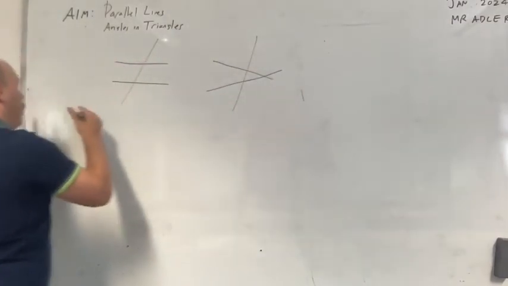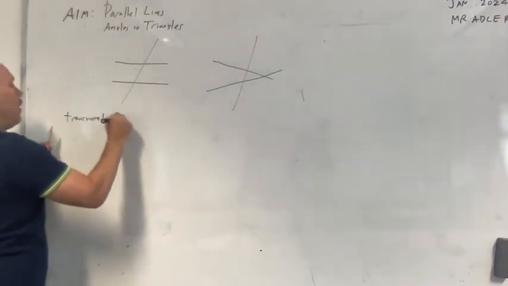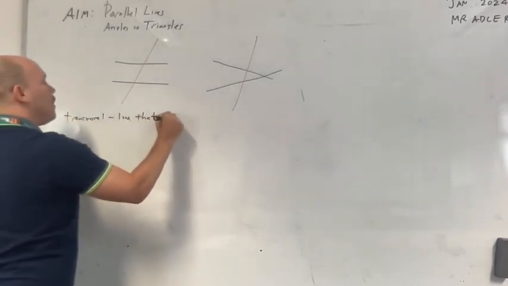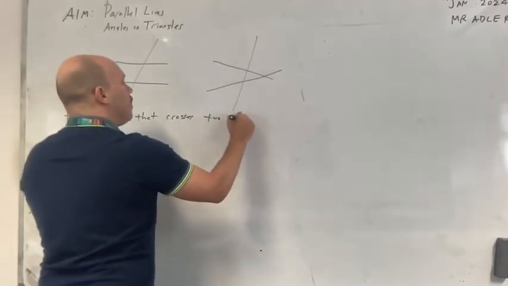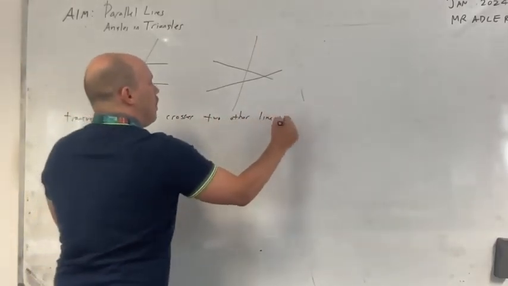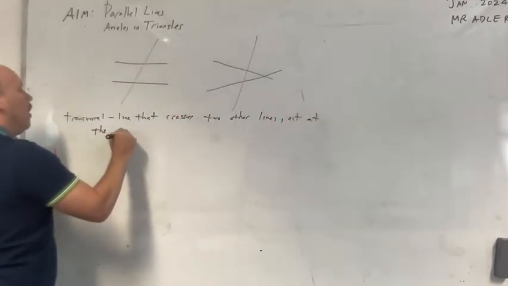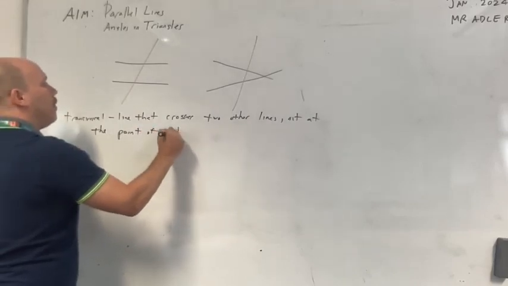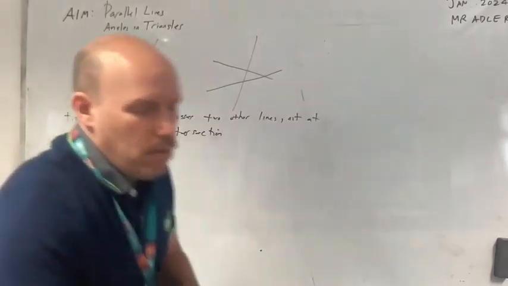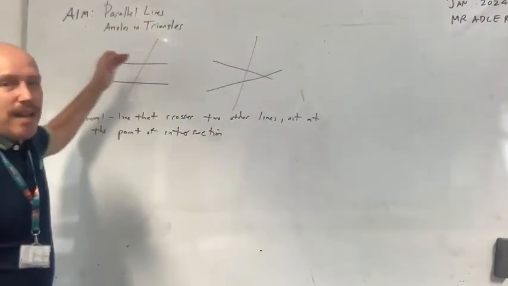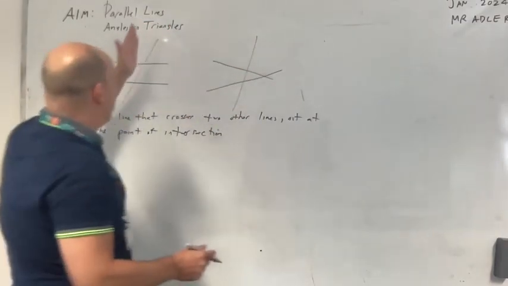So the transversal is a line that crosses two other lines, not at the point of intersection. Parallel lines are not going to have an intersection, but these lines do. But regardless, these are two transversals.